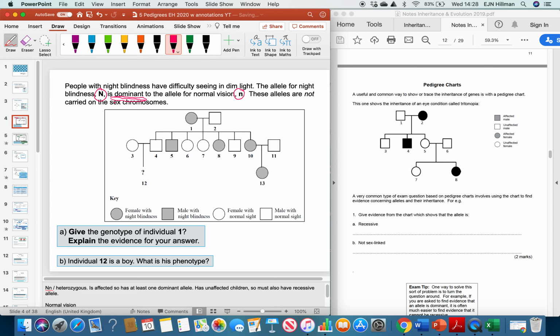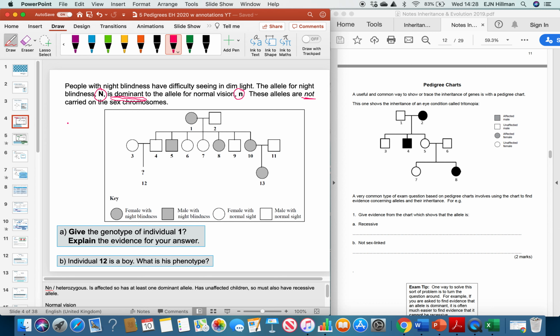When we read these questions, it's really important to indicate whether the allele is dominant or recessive, which causes this particular characteristic, this particular phenotype. These alleles are not carried on the sex chromosomes, so they are on the autosomal chromosomes somewhere between number 1 and number 22 in a human.